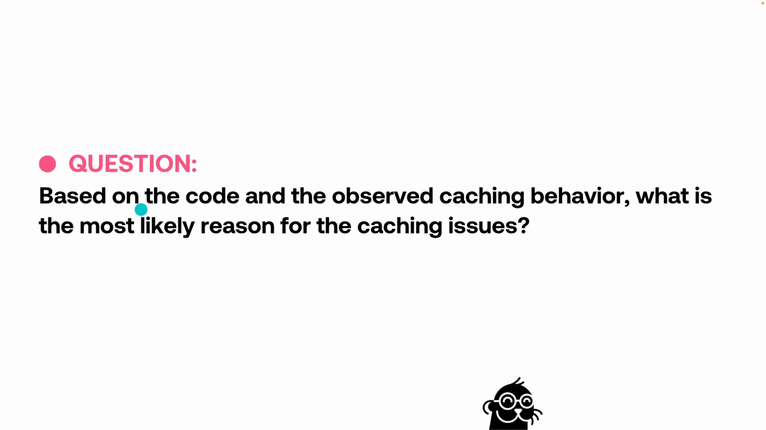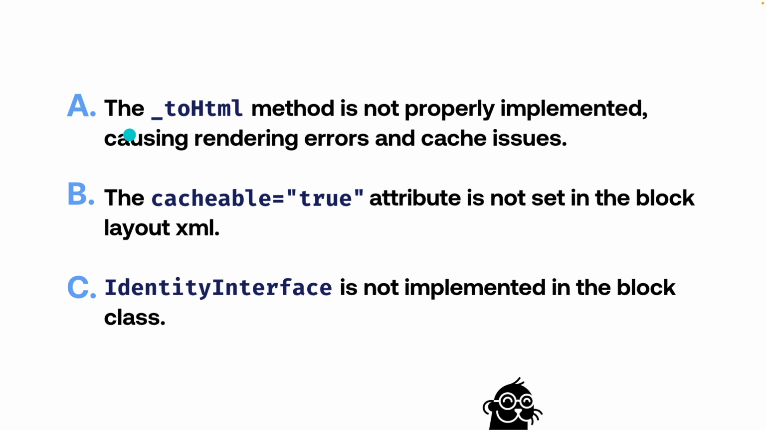We pretty much always want to be using a view model, and perhaps in cases where custom caching is necessary, that's where we bring a block to the table. Question: based on the code and the observed caching behavior, what is the most likely reason for the caching issues? All right, A, the toHTML method is not properly implemented, causing rendering errors and caching issues. B, the cacheable true attribute is not set on the block layout XML. Or C, IdentityInterface is not implemented in the block class. Which answer would you select?